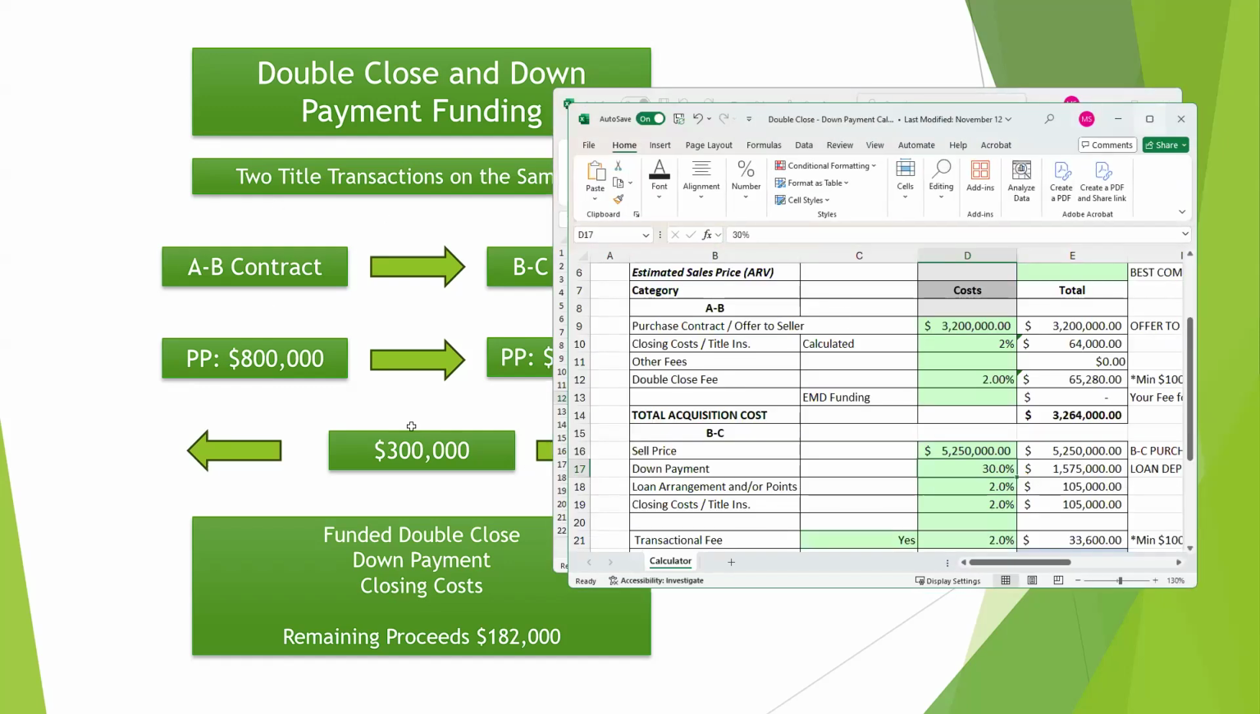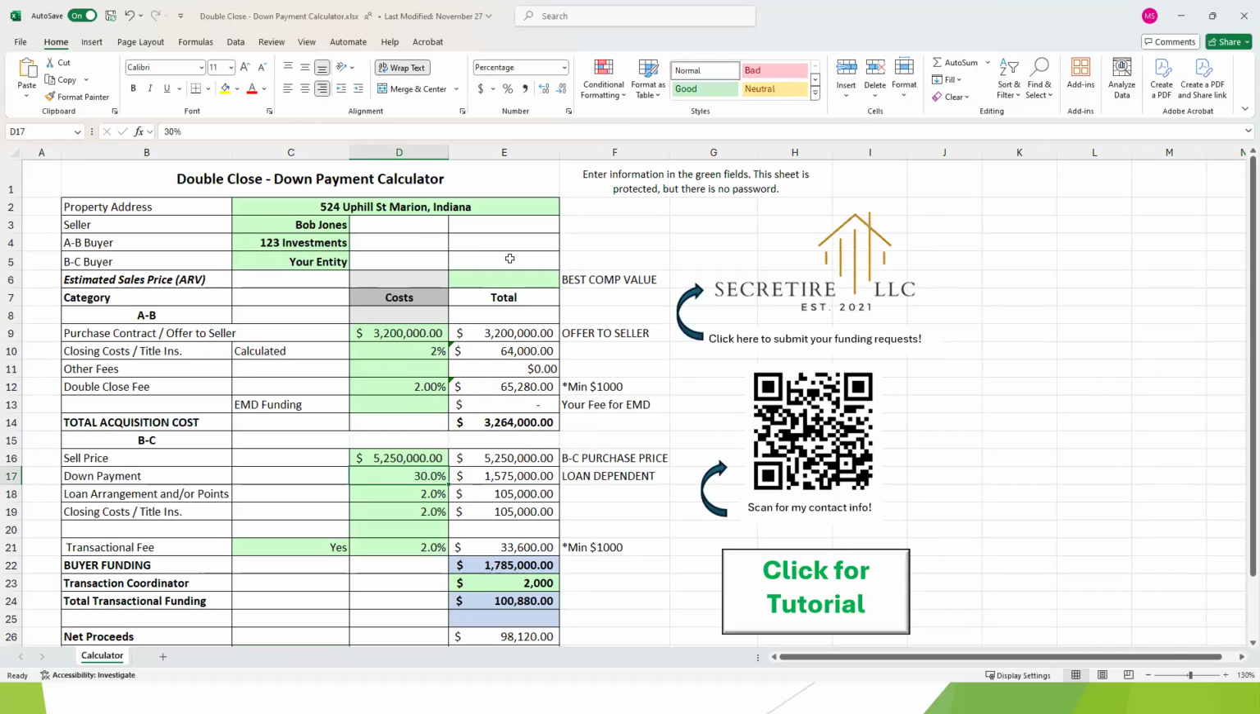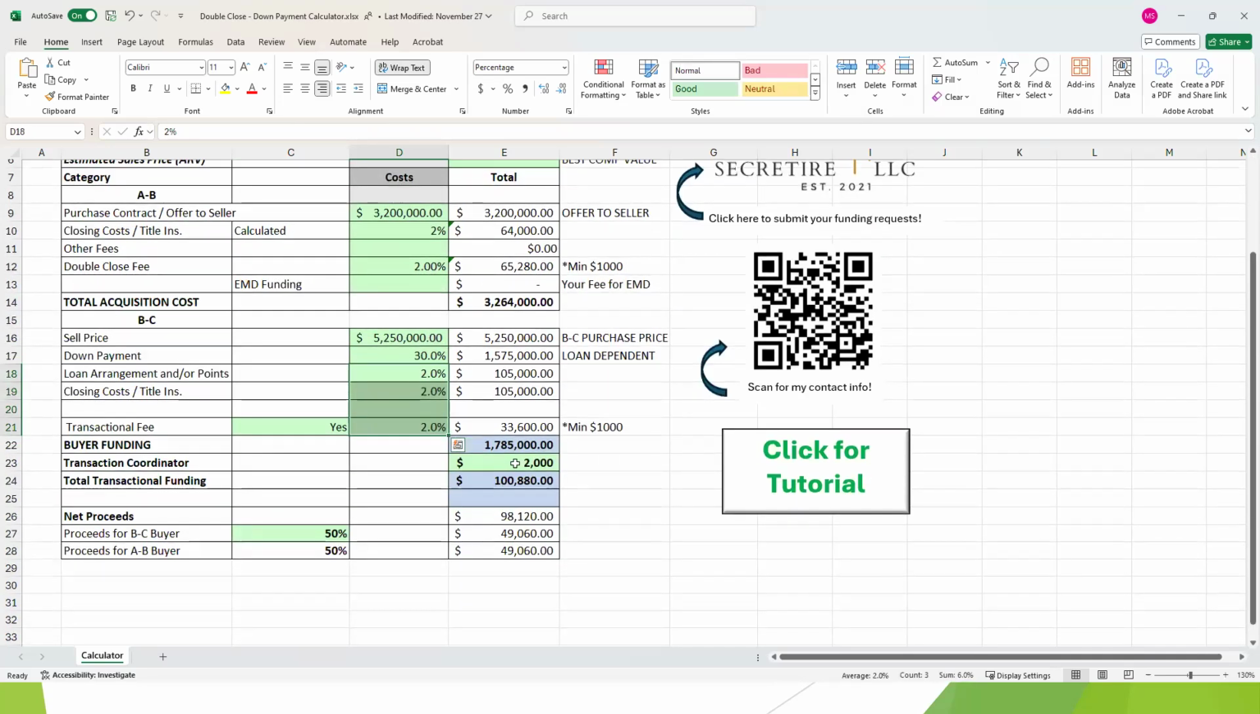Essentially, it enables you to fill it out, just kind of like Nolan's forms. You populate the green areas. So you put your A to B purchase price, your B to C purchase price, fees, down payment, fees on the B to C side, and then it spits out what your balance is.